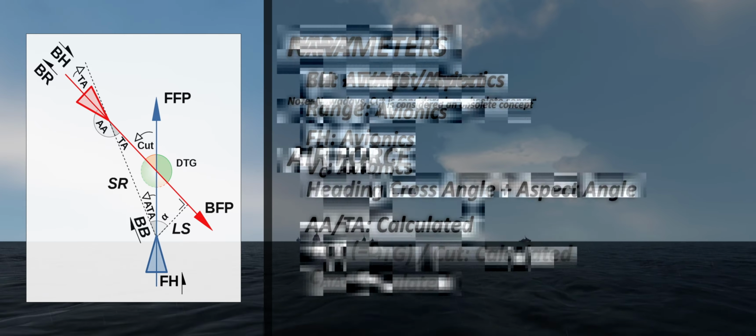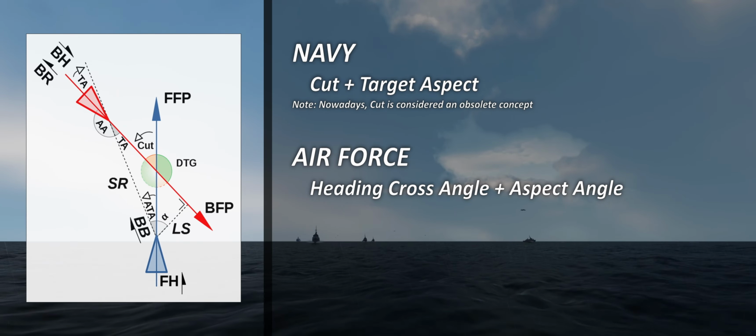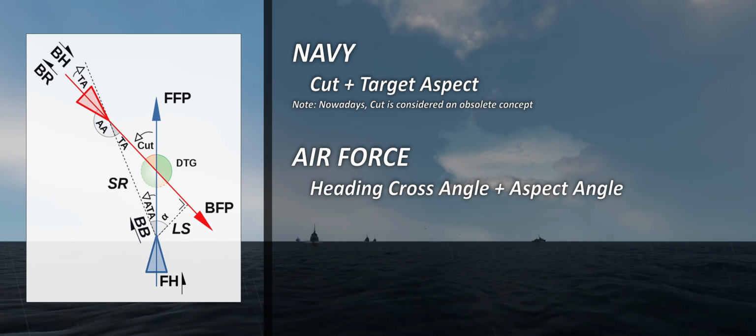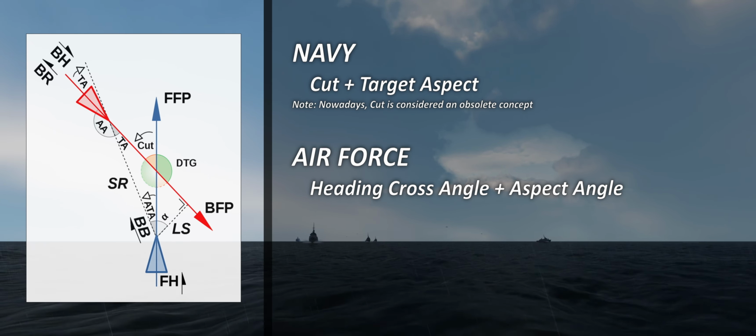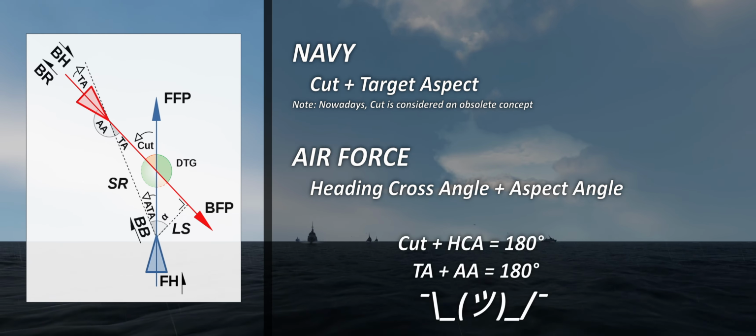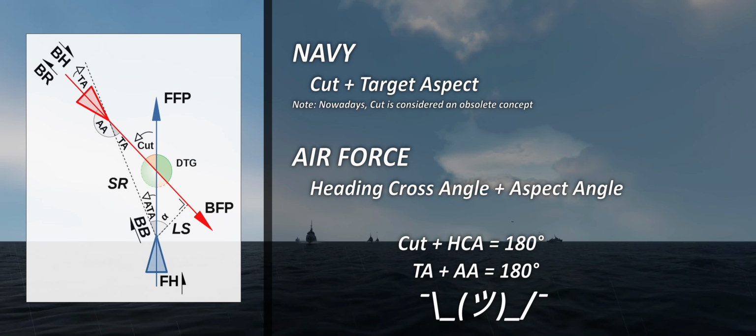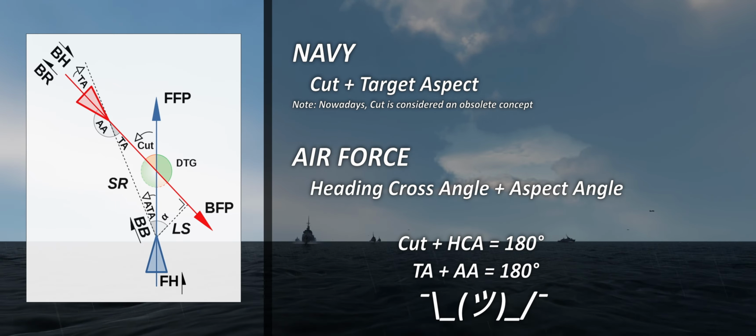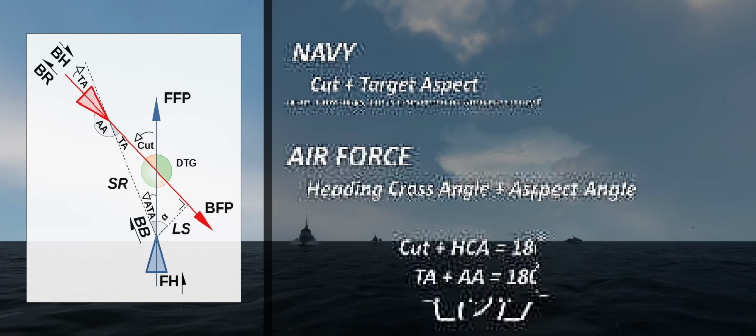Also, before proceeding, remember that the Navy tends to use cut and target aspect, TA, whereas the Air Force uses, or used, heading cross angle, HCA, and aspect angle, AA. As we know, these are the relative pairs of supplementary angles. Why? Don't know, to be honest. Whenever I ask, the discussion turns into quite funny banter.